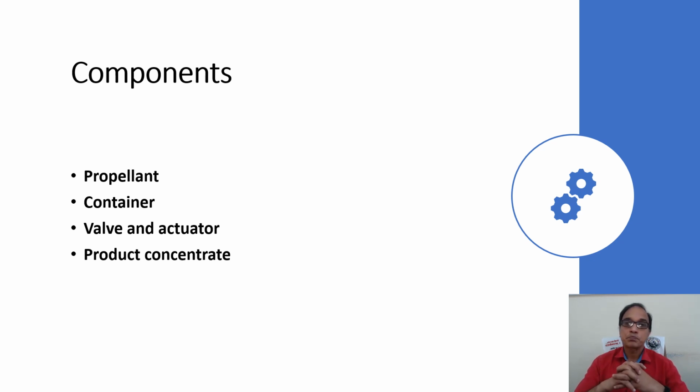Okay, so there are four components as you can see here. The propellants, okay, these are the propellants, container, valve and actuator, and product concentrate. So these are four components.